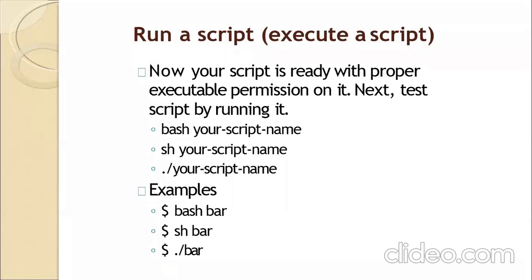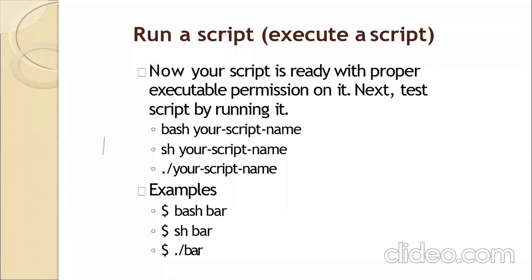So how to execute this file? We have to give the permission. First, you should give the permission to that file. Second, now your script is ready with proper executable permission on it. Next, test the script by running it. How to run that? Using bash your file name dot sh. The second command is sh and file name dot sh.